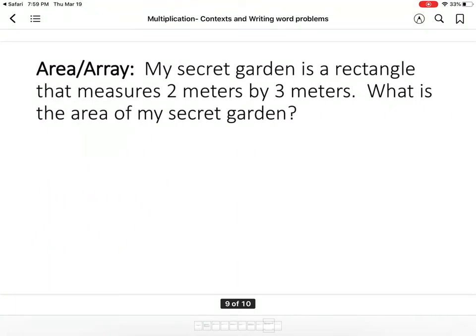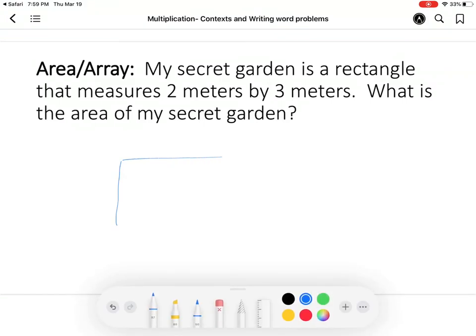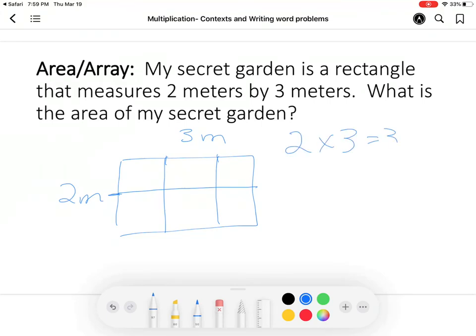Area or array. These ones are usually pretty straightforward. My secret garden is a rectangle. So I'm going to draw a rectangle that measures 2 meters by 3 meters. What's the area of my secret garden? Well, here's my 2 meters, and here's my 3 meters. And if I extend my measurement into area from linear into 2D, I can see I have 2 sets of 3 or 3 sets of 2. This picture can be interpreted either way with my area model.